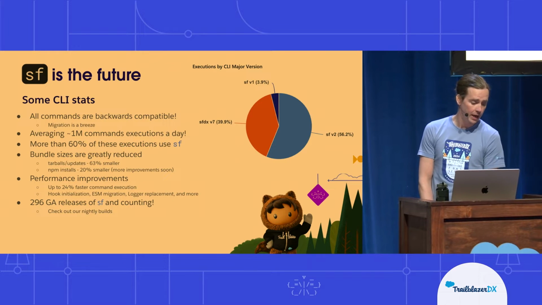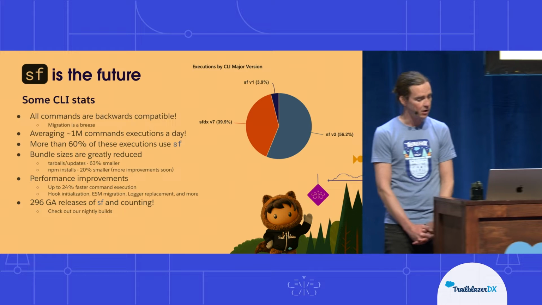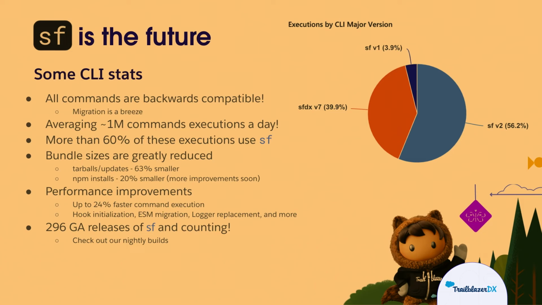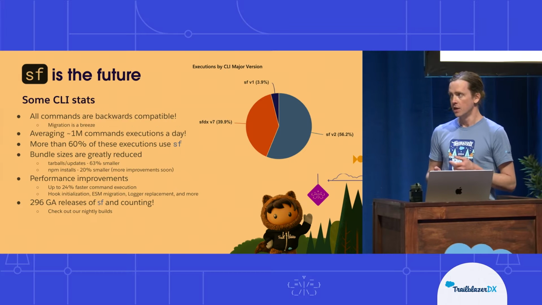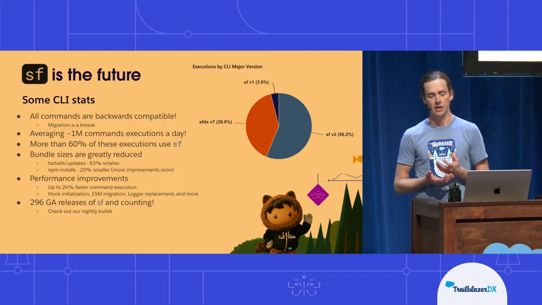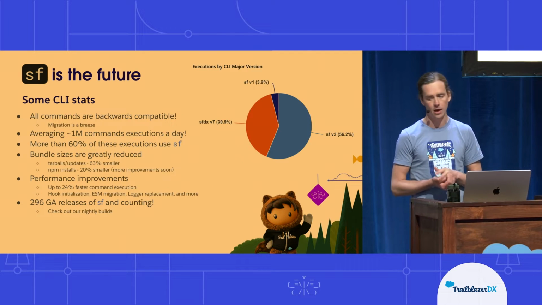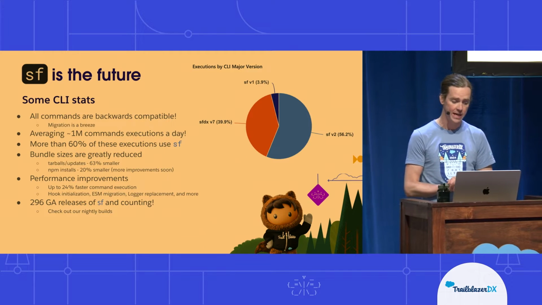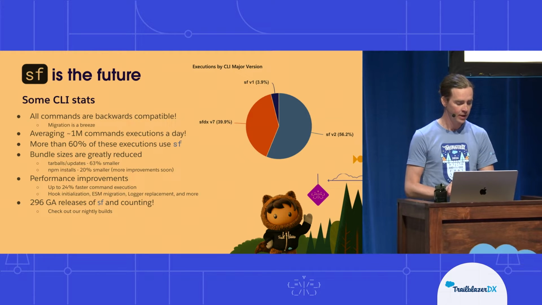We've also done a number of performance improvements on SFv2. We've worked on hook initialization. We've migrated to ESM. We've replaced our logger, and a handful of other things. So if you are specifically running commands that don't have to connect to an API or an org, like any of the config or alias or version, you will notice that those are very snappy, up to 24% faster.